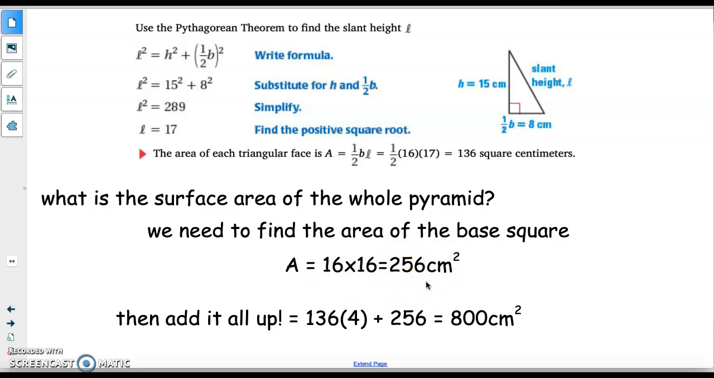And then we're just going to add up all of the areas to get the total surface area of that pyramid. So 136 was the area of one of the lateral triangles. So 136 times 4 is all of them together, plus 256, which is the base, would give us a total surface area for that pyramid of 800 centimeters squared.